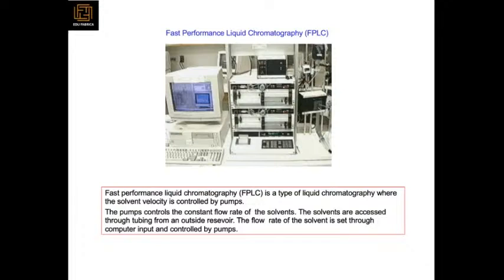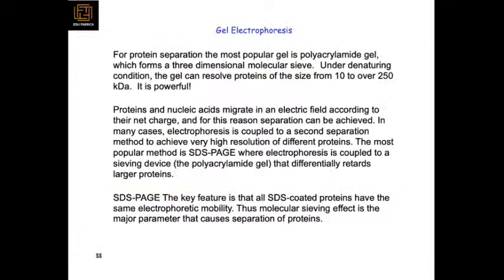So fast performance liquid chromatography is where the solvent velocity is also controlled by the pumps, and a constant flow rate of the solvent is maintained in that case, and the solvents are drawn through the tubing from the outside reservoir.